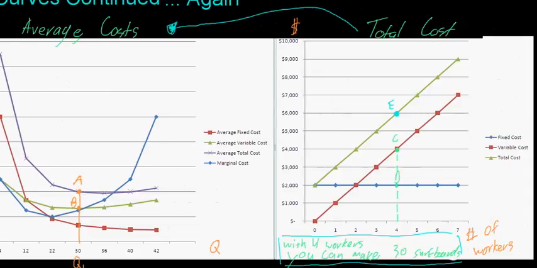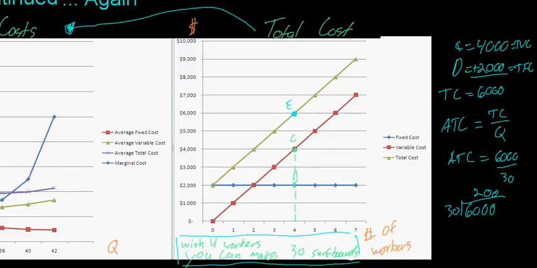That's all I'm going to cover in this one. In the next one we'll do a little bit of work with finding out marginal cost.